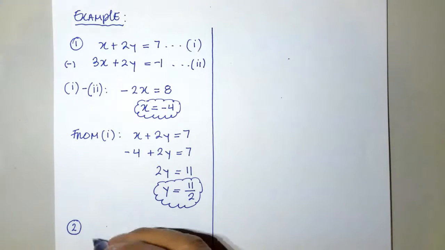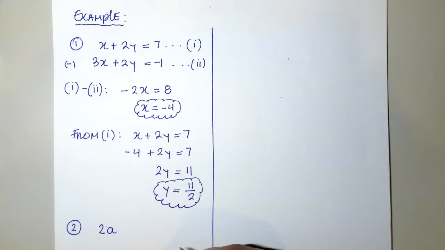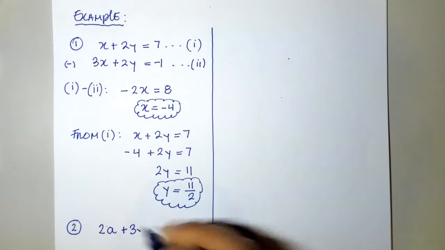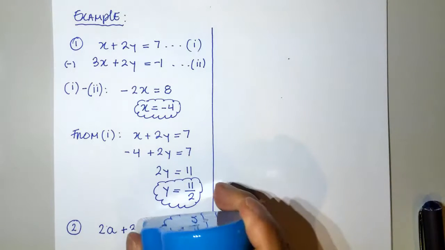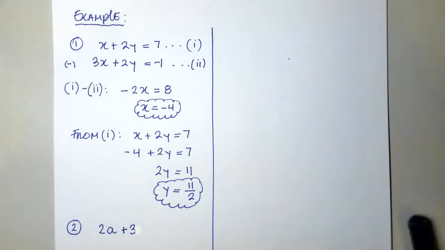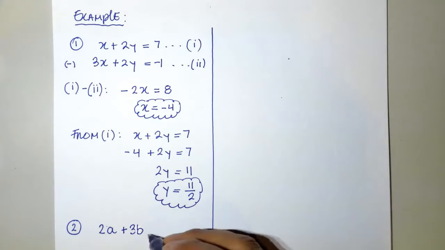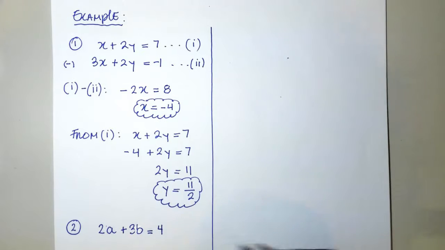Okay, let's say that we have 2a plus 3b, just to be consistent with the alphabet. Doesn't matter. 2a plus 3b is equal to, let's say, 4. Okay, so that is my equation 1.